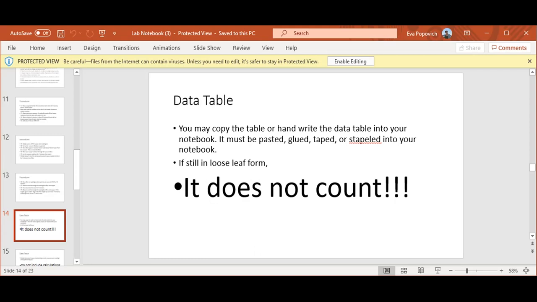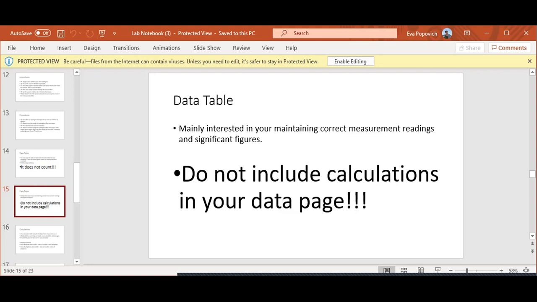And what the data table will do is it will record all the measurements that you take, and it will record the final results of your calculations. Do not include calculations in your data page. It confuses the hell out of somebody that is trying to read it. If they're looking at the data, all they want to see is numbers. They don't want to see how you came up with that number. They will subsequent to that, which is why you have a calculation page.